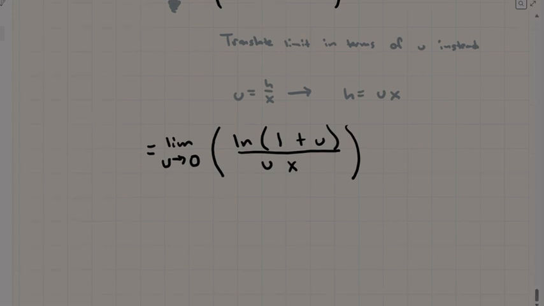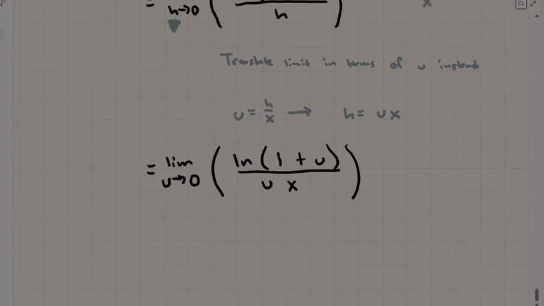Right now, previously we had factored out an x term of the limit when it was h going to 0, right? Because we had said x terms don't depend on h. Now we have u going to 0. And x, x does seem to be related to u, right? We have formulas saying that.